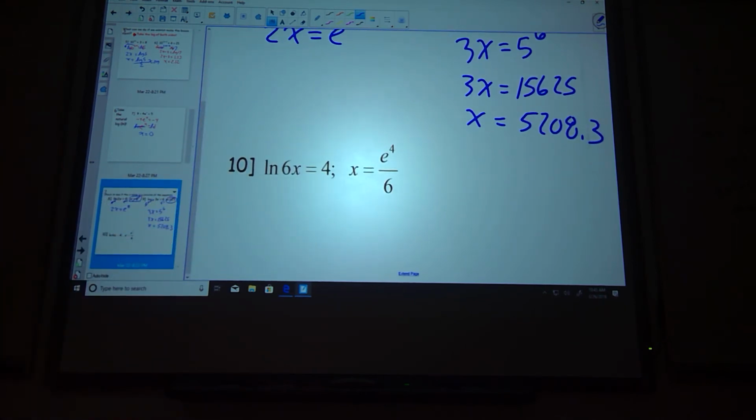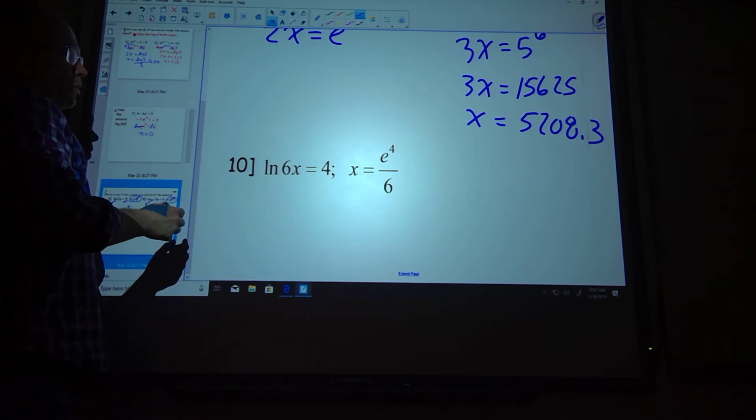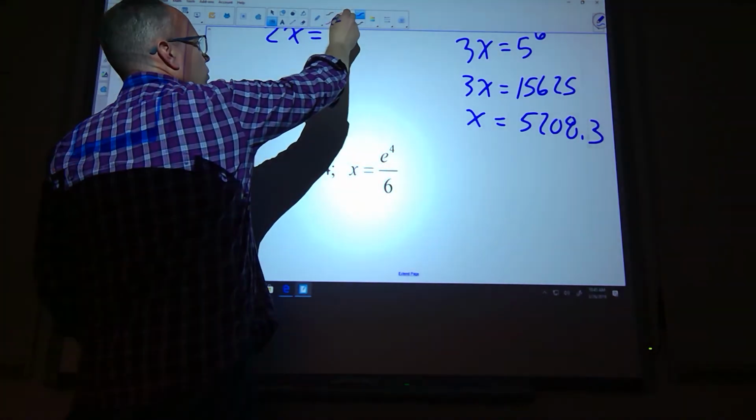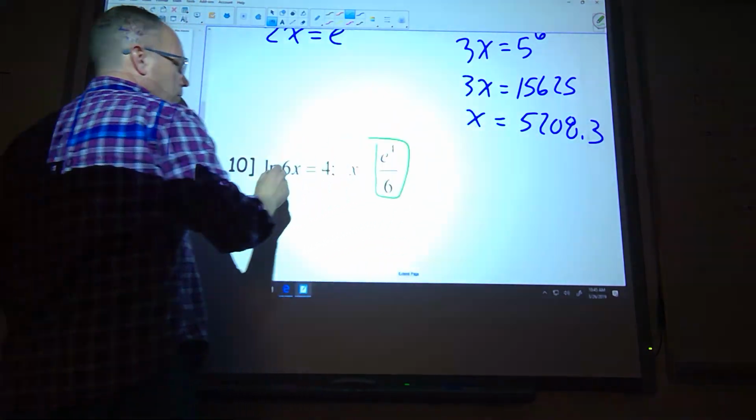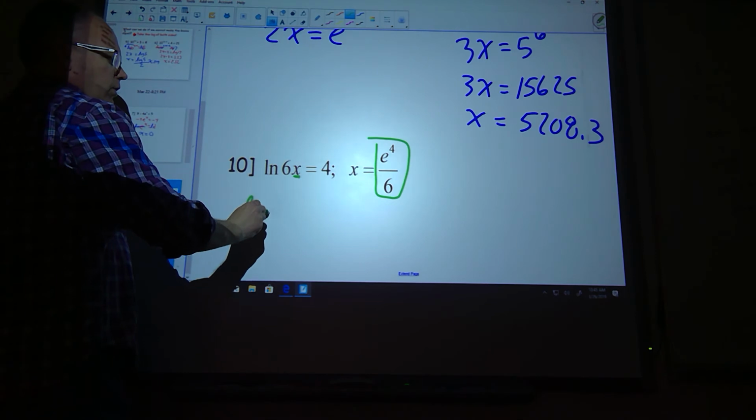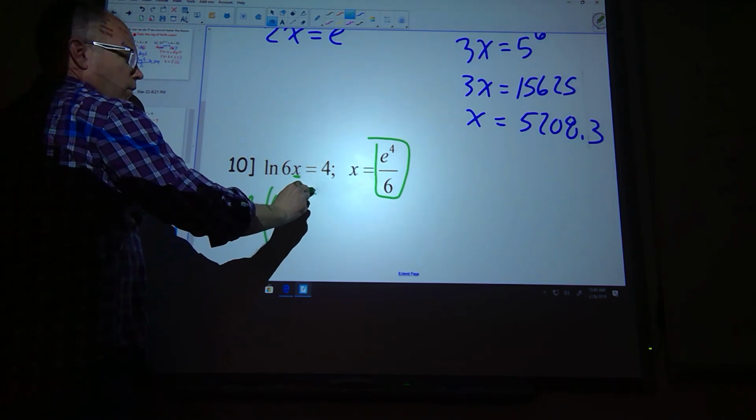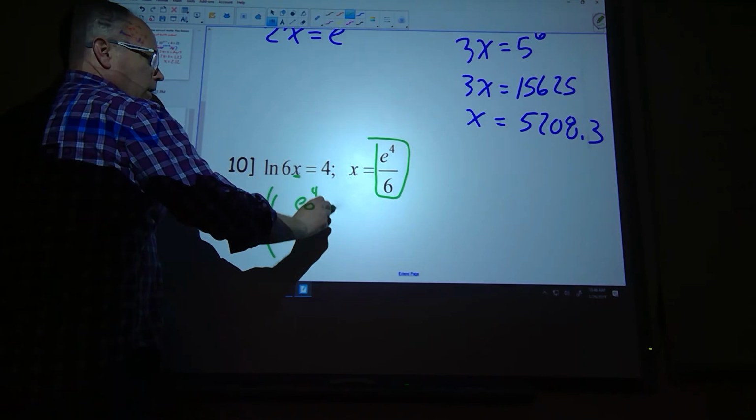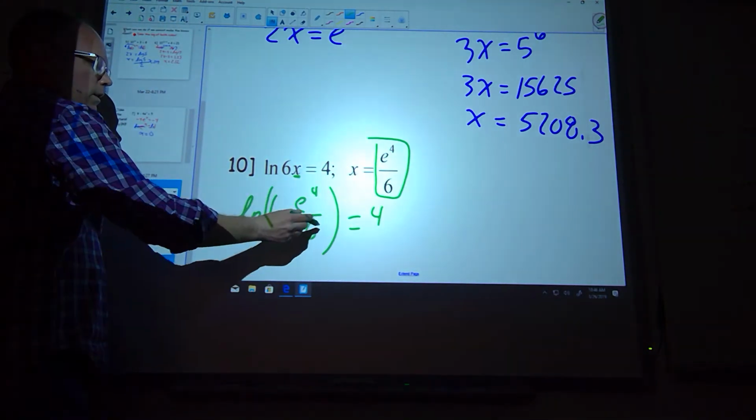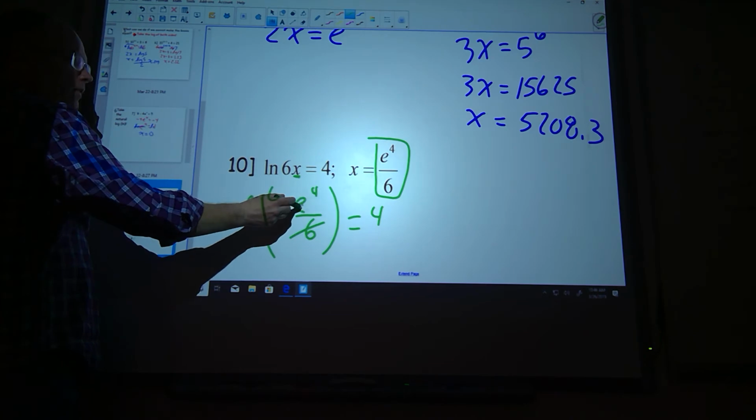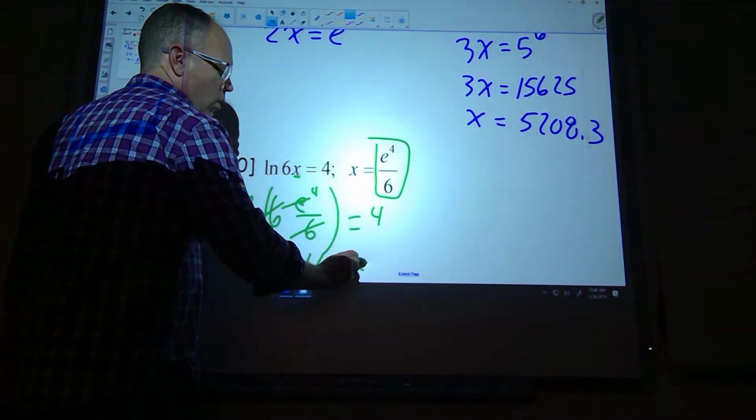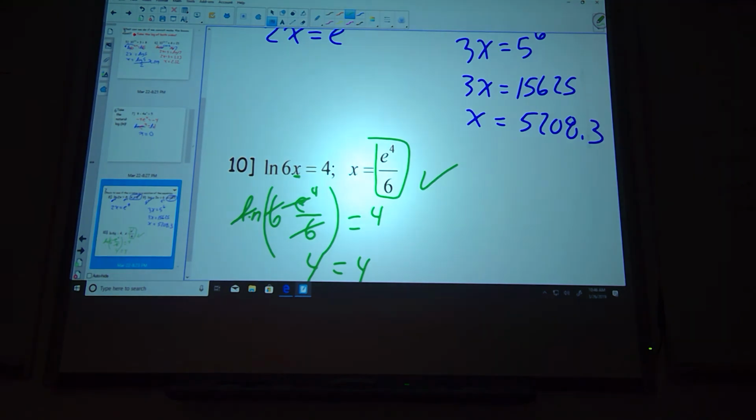Ooh, look at this. Is natural log 6x equals 4 the solution e to the 4th over 6? This one, I might choose to plug this in. So I get natural log of 6 times e to the 4 over 6. Is that equal to 4? Well, those 6's cancel. Natural log of e cancels. So I get 4 equals 4. Yeah, buddy. That is a solution. That one I chose to plug in rather than solve it. I could have solved it as well.